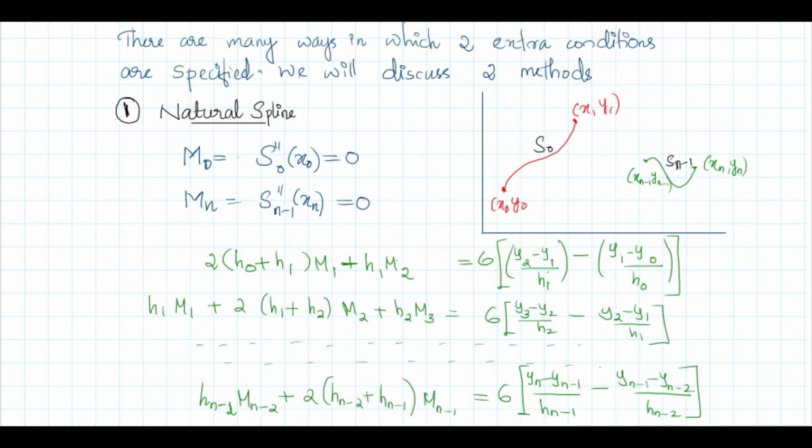There are many ways in which these two extra conditions are specified. There are many methods in the literature, but I will discuss only two methods. The first one is known as the natural spline. Here, we will just put m0 and mn as 0. m0, as I already mentioned, is the second derivative of s0 evaluated at x0, and you take it as 0. The second derivative of s_{n-1} evaluated at xn is also 0.